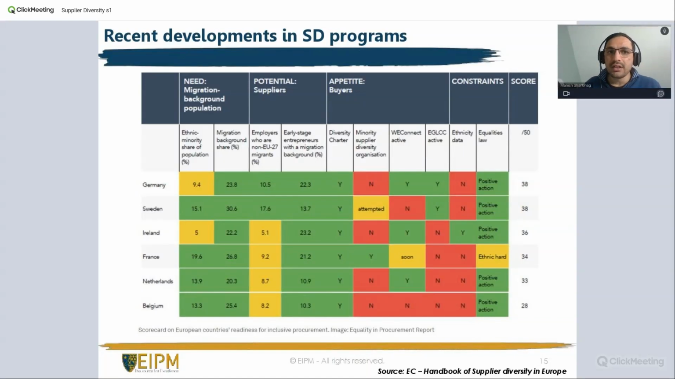For these countries, is there a diversity charter? Yes, there is a diversity charter. However, the minority supplier diversity organization, or what we call We Connect, does not exist. So it's more of women entrepreneurship programs, or equity and diversity promoting chambers of commerce. For LGBT, there is EGLCC, an organization promoting LGBT rights as a chamber of commerce. Effectively, while there are plenty of opportunities, the countries are still not there yet.